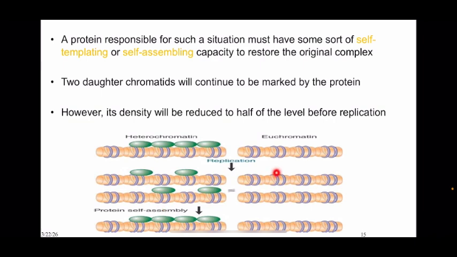But in the euchromatin state, there will be no addition of protein, because initially there were no proteins on the parental structure. The protein responsible for such a situation must have something called self-templating or self-assembling capacities to restore the original complex. So unlike DNA methylation, which requires DNMT to come in and restore the methylation marks, for these the proteins themselves should have the ability to self-assemble. Okay, so they should have an ability called self-templating or self-assembling, right? And the 2 daughter chromatids will continue to be marked by the protein.